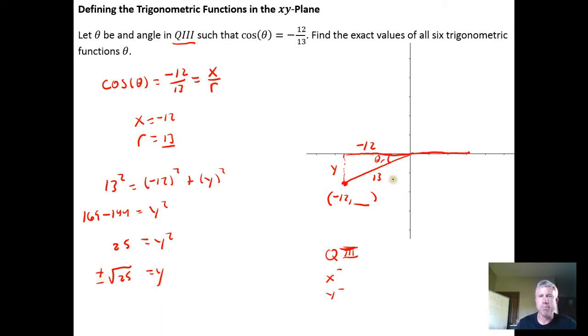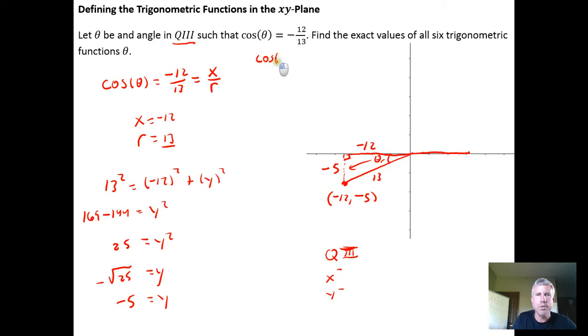Usually you go plus or minus, but again, in quadrant 3, y is negative, so we don't get the positive square root. So we find that the y-coordinate is negative 5. So I step over here. Here's my negative 5, which means the side opposite the reference angle is going to have a signed height of negative 5 units. This is a right triangle right here. And now we can find the values of our 6 trig functions.